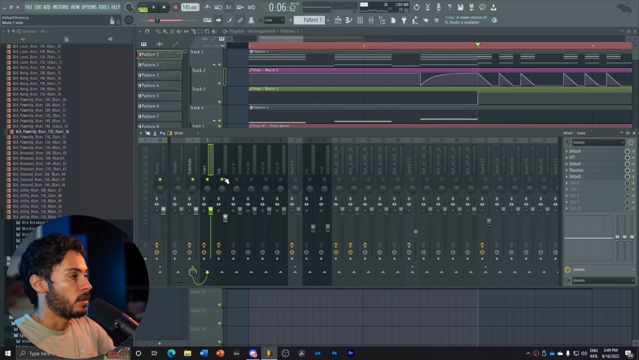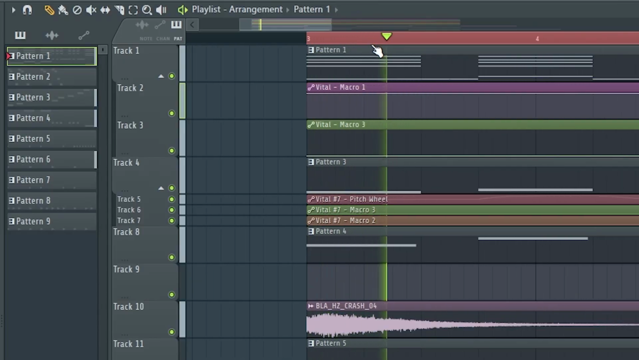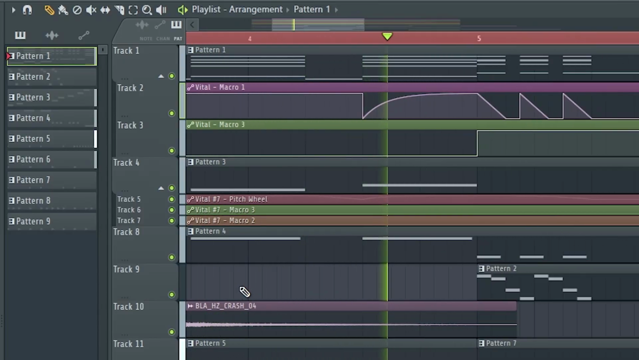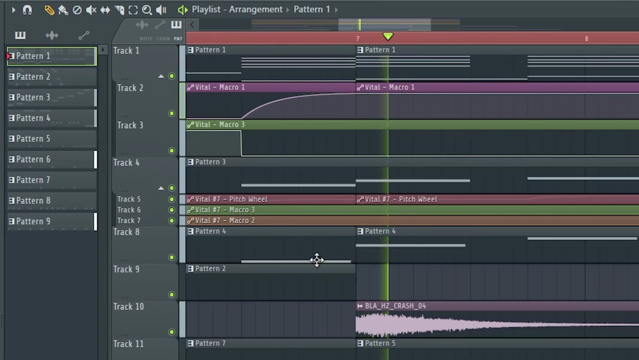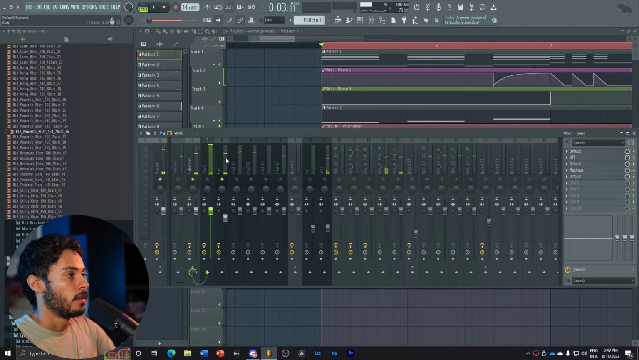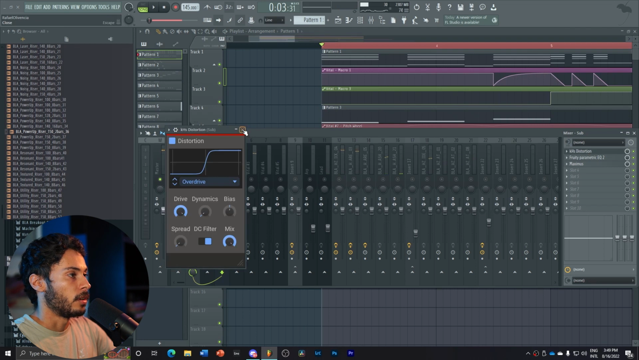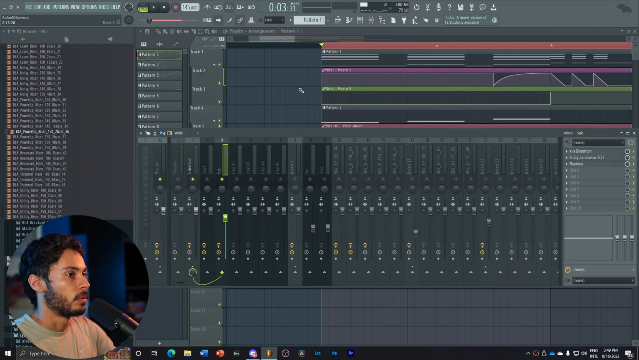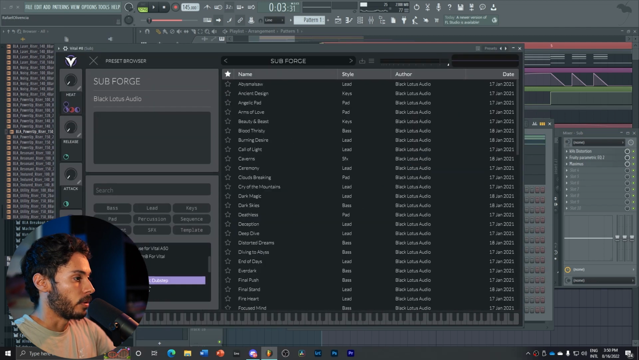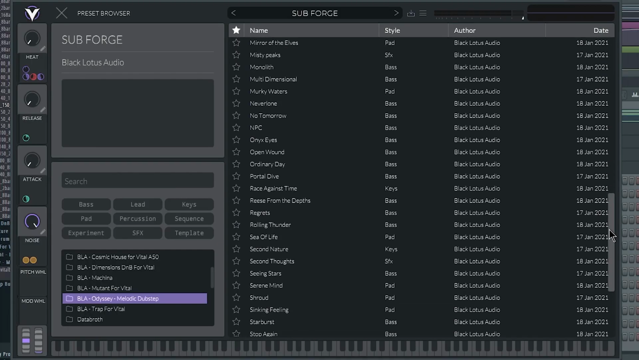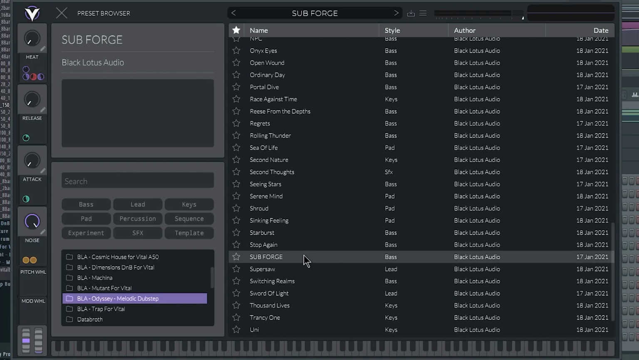Then we have here our sub layer. Very simple. It's just like a distorted sub with some processing to make it loud and more crunchy. Also an Odyssey preset. So if I go here, Odyssey, go to the S, we can find our Subforge preset.